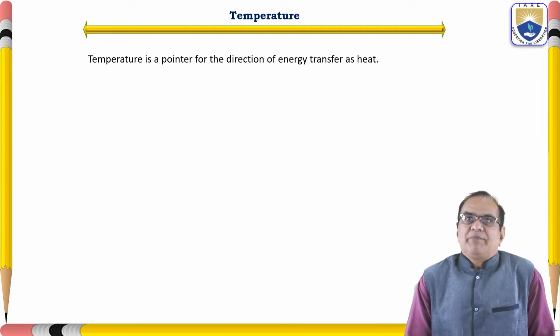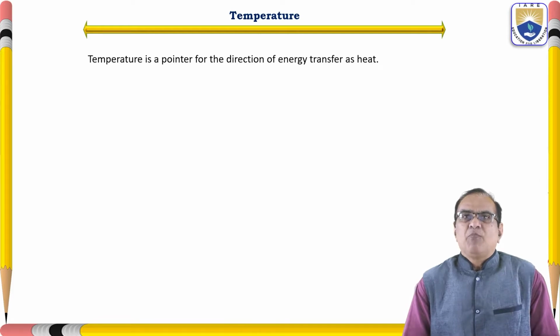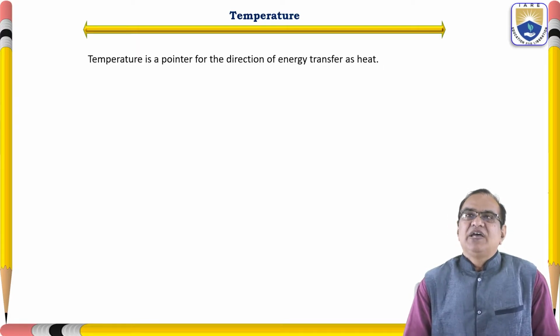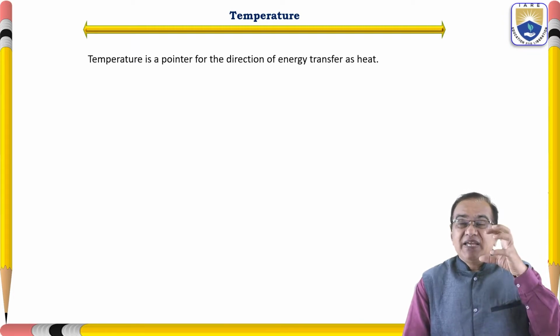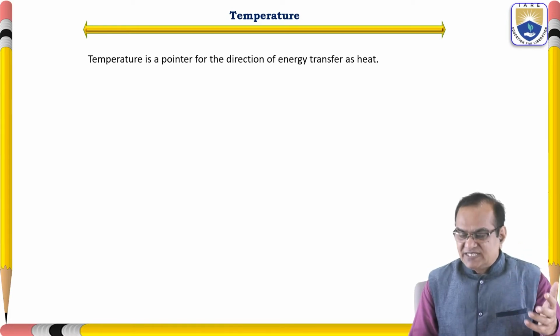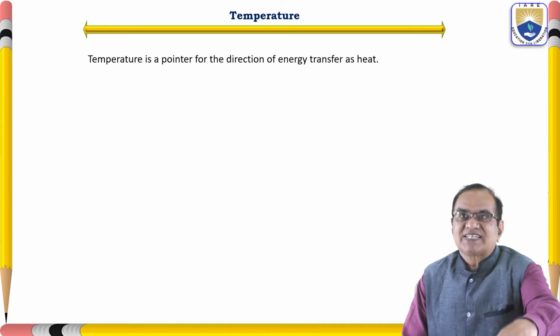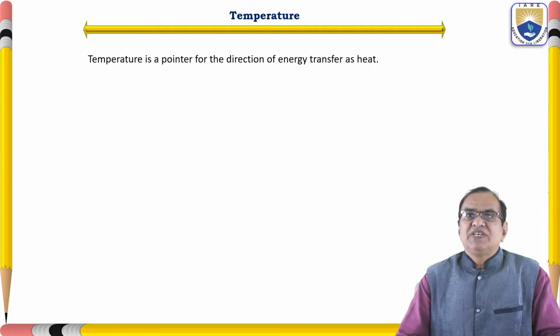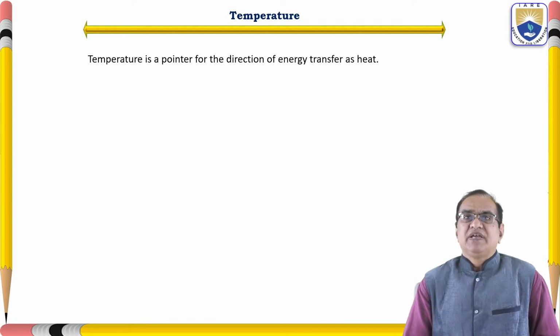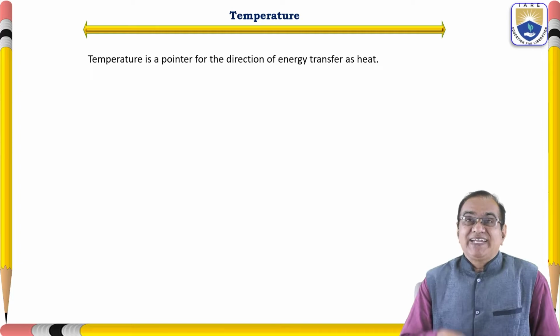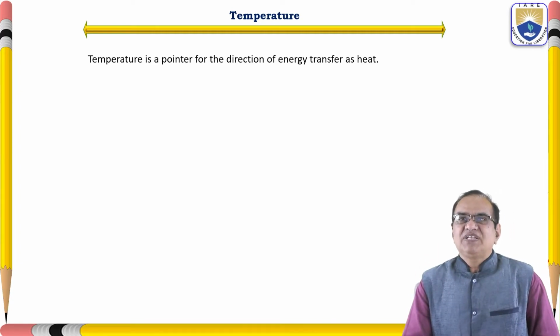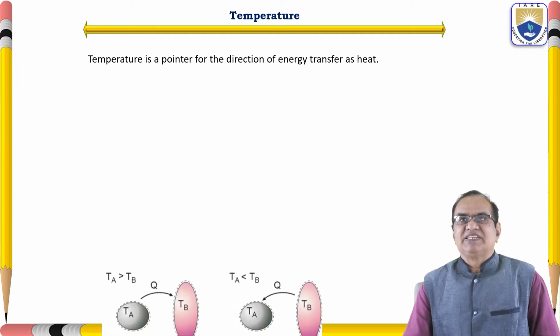So what is the temperature? Temperature is a pointer for the direction of energy transfer as heat. We know that heat transfer always takes place from high temperature to low temperature. So temperature is like a direction. It is like a pointer which describes the system, a direction indicator of the direction of energy transfer as heat.